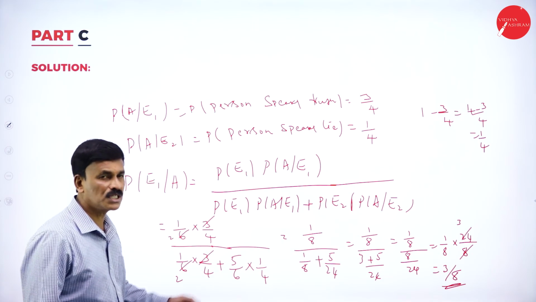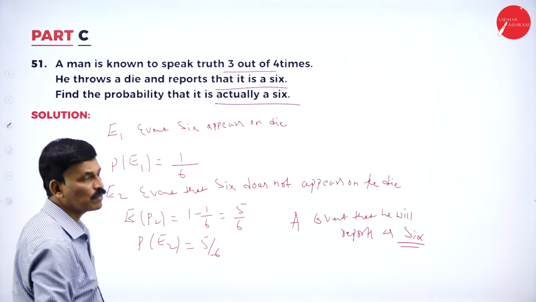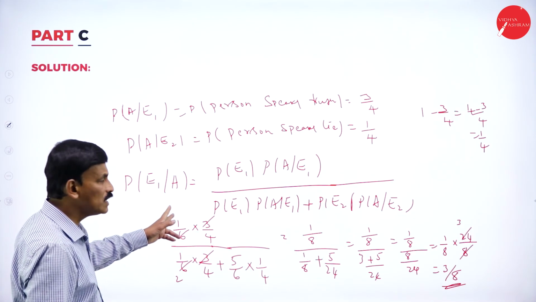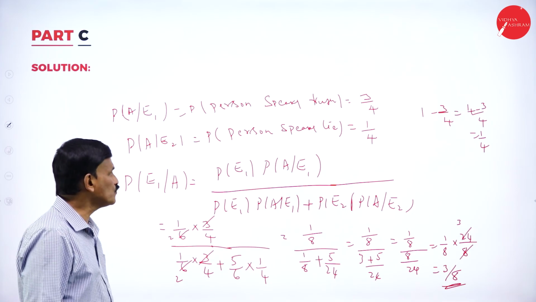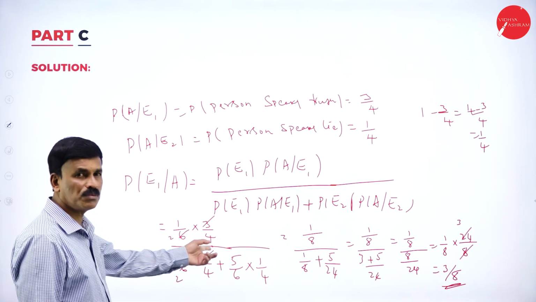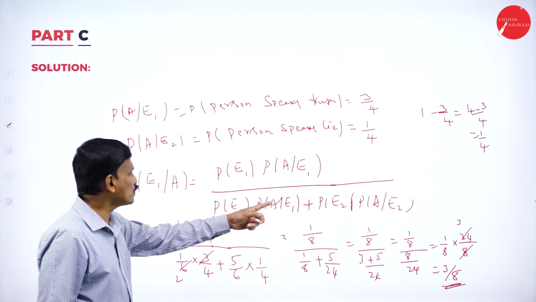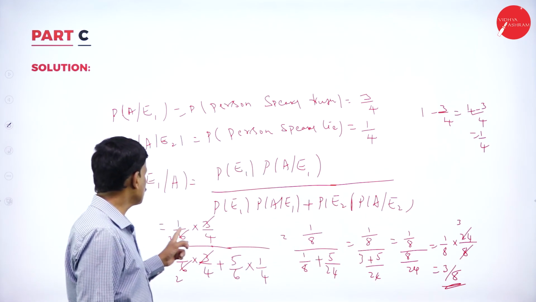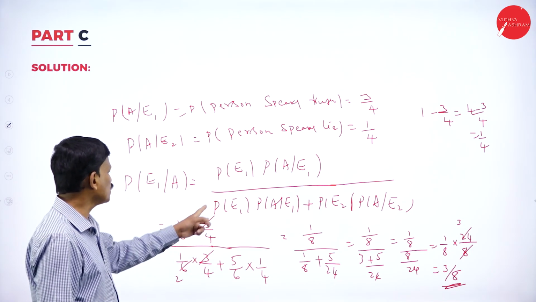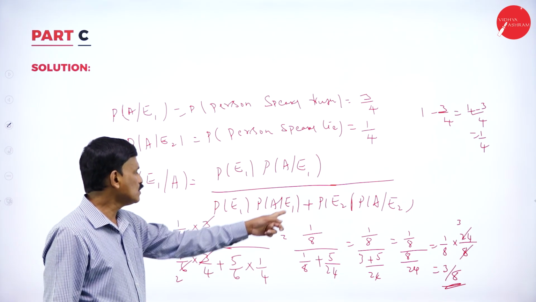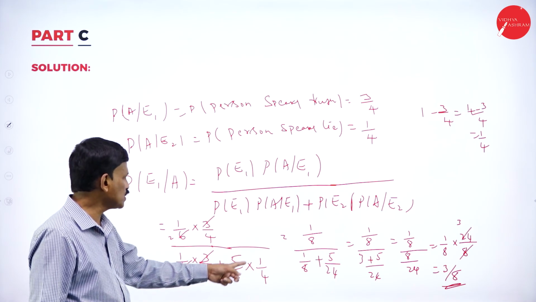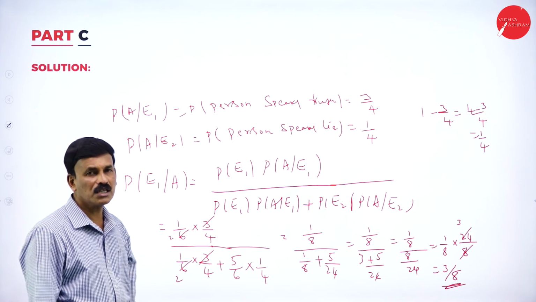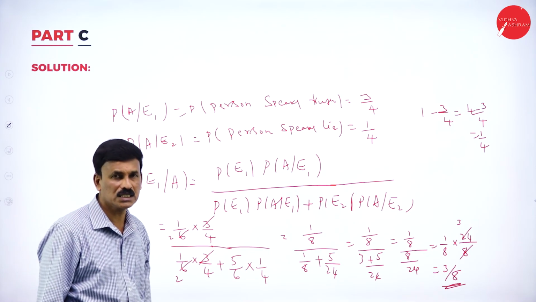Now, according to Bayes' theorem, the probability that the person is speaking truth, that actually it is 6, E1 given A, is given by the probability of E1 into the probability of A given E1, divided by the probability of E1 into A given E1 plus the probability of E2 into the probability of A given E2. Substitute here. The probability of E1 is 1 by 6, A given E1 is 3 by 4, again 1 by 6 into 3 by 4 plus the probability of E2 is 5 by 6 into 1 by 4. Simplify this, and the required probability is 3 by 8. That is the required answer.